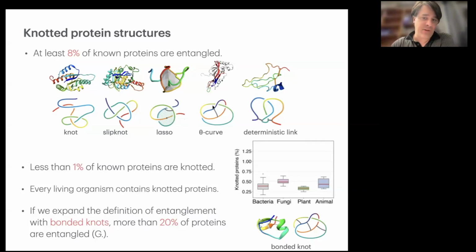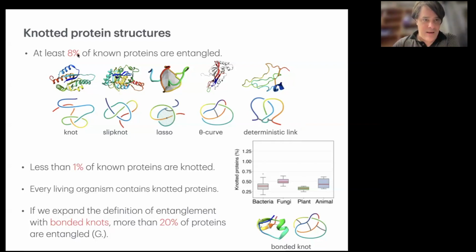And then we can also study theta curves, so we have knots or even unknots with added bonds. And we can also study links. Deterministic links are links where you also have these bonds, and they form, for example, the Hopf link if you ignore the tails.